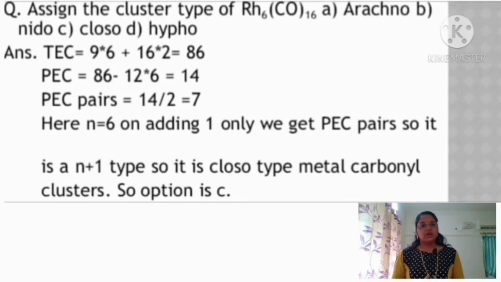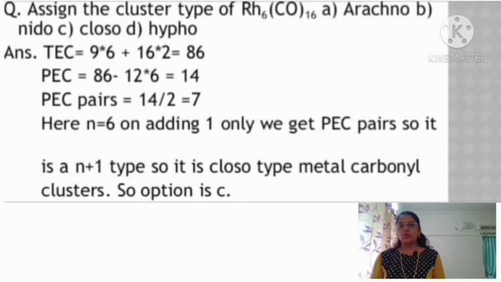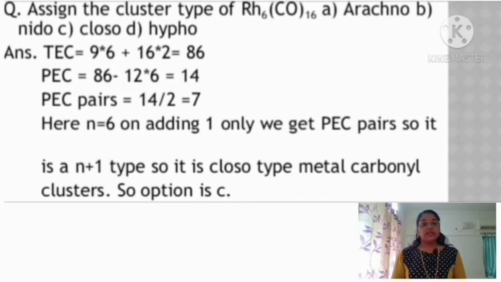After getting the total valence electron count, we find the polyhedral electron count, which is the total electron count minus 12n. The total valence electron count we got is 86, minus 12 into 6, since the number of metal atoms is 6. So 86 minus 72 gives 14. So 14 is the polyhedral electron count.